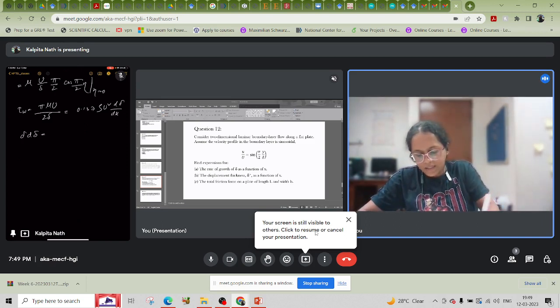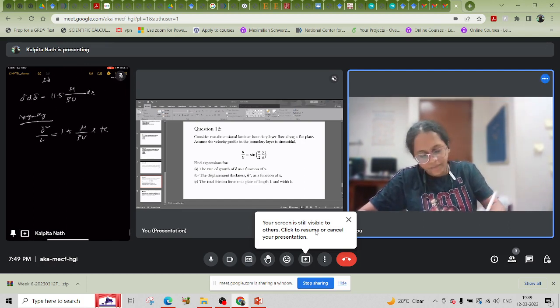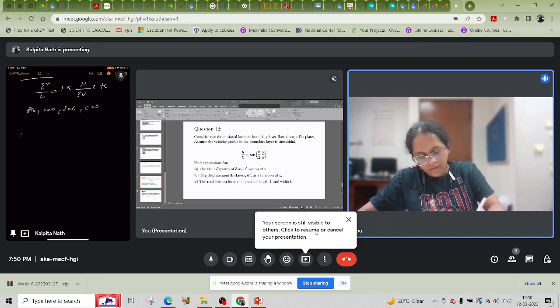Delta d delta is equal to 11.5 mu by rho u dx. Now, integrating, delta square by 2 is equal to 11.5 mu by rho u x plus c. Now, at x is equal to 0, delta is equal to 0. Therefore, c is equal to 0. Therefore, delta square by 2 is equal to 11.5 mu by rho u x. Therefore, delta is equal to root over 23.0 x mu by rho u.